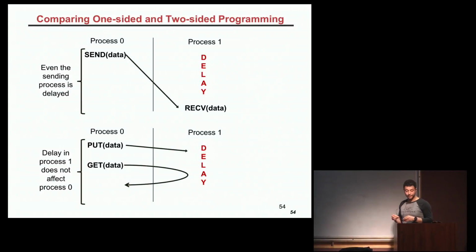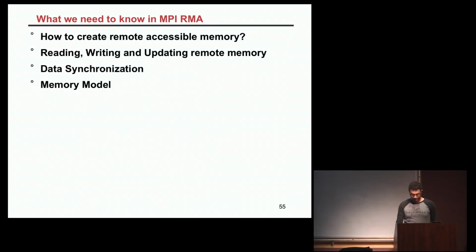So what's the benefit? Like you do send and receive. If process 1 has some delay, then everyone will wait. The sender will wait for that delay to pass so that the receiver will post. In the one-sided case, even if process 1 is busy, process 0 can put data into the memory space of process 1 because it doesn't need to involve the processor. That processor can be stalled for whatever reason. That's not important. Okay? So that's the general scheme.